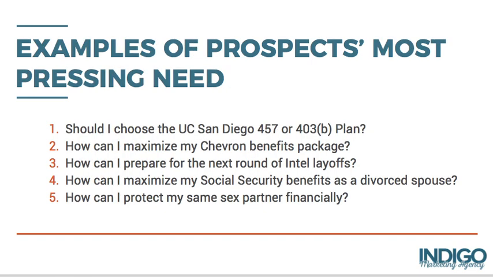So here are some good examples of prospects' most pressing needs. The top one is actually from my dad's website. People come to this page on a site that is, should I choose the UC San Diego 457 or 403B plan? They're a government institution and also an educational institution, so they have both, and people get really confused about that. So that's a great piece that we created for him.